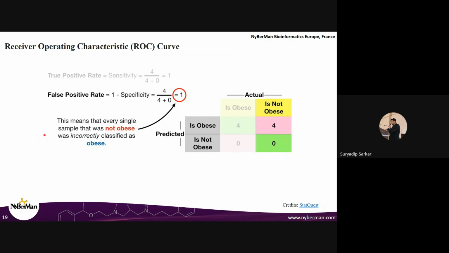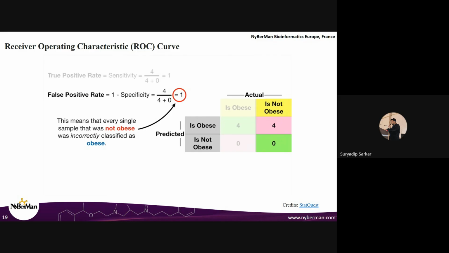Okay. Similarly, I can also calculate the false positive rate. The false positive rate is also 4 divided by 4 plus 0, which is 1. This means that every single sample which is not obese was incorrectly classified, right? So my true positive rate is also the highest possible, which is 1. So in terms of being correct, I have done the best in terms of the positive, but in terms of the negative class, I have done the worst, right? So I have a false positive rate of 1 and a true positive rate of 1.